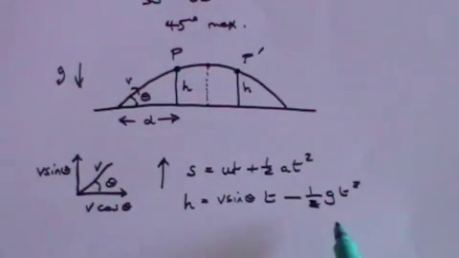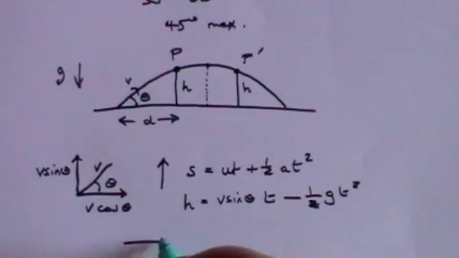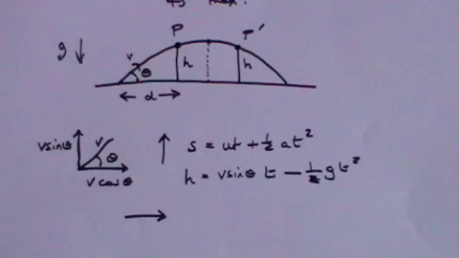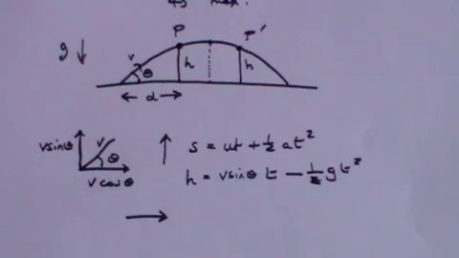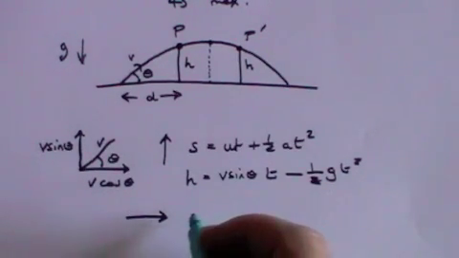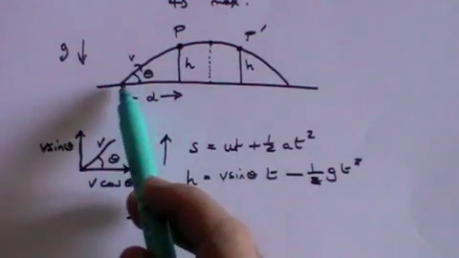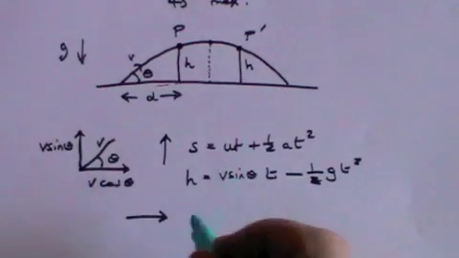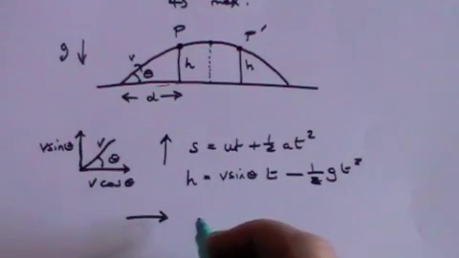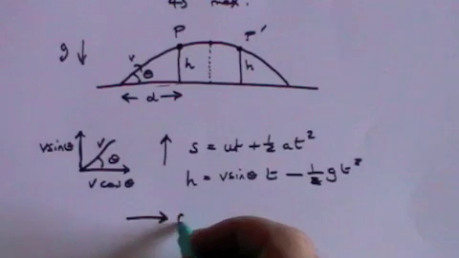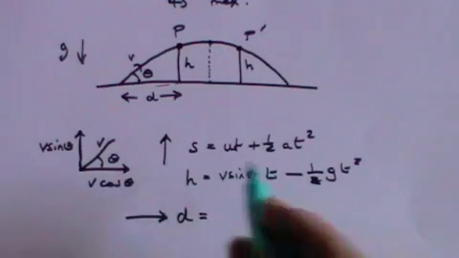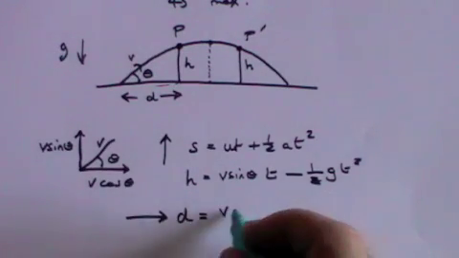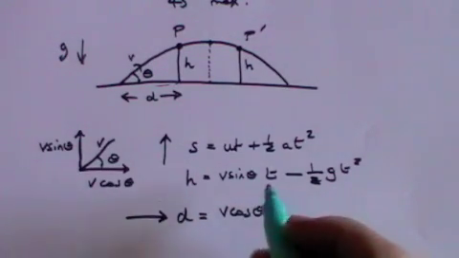Now, what about motion in that direction? Well, motion in that direction is not, of course, affected by gravity. It just continues. So if you want to know what the distance is that you go in the horizontal direction, well, distance is velocity times time. So distance is velocity. Well, the velocity is the horizontal component of the velocity, which is v cosine theta times time.